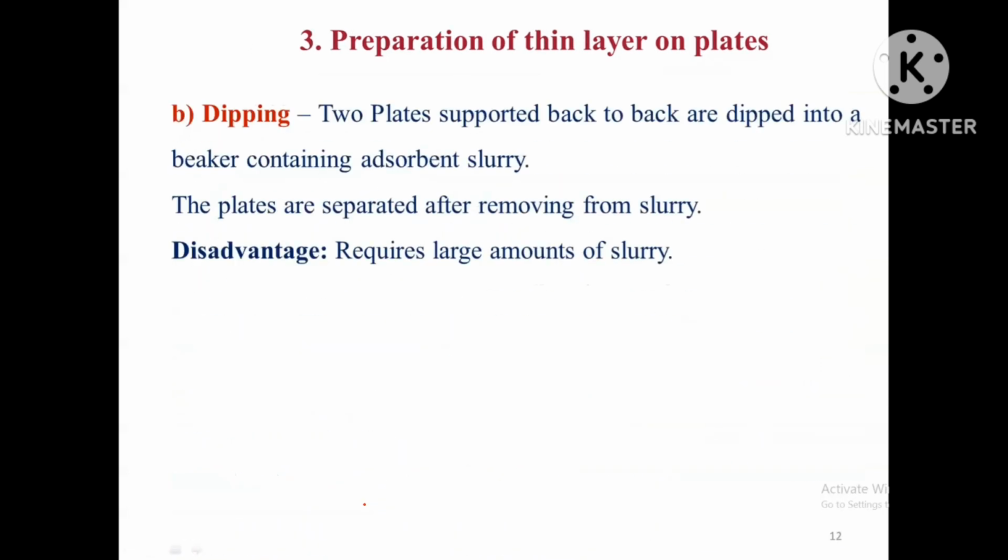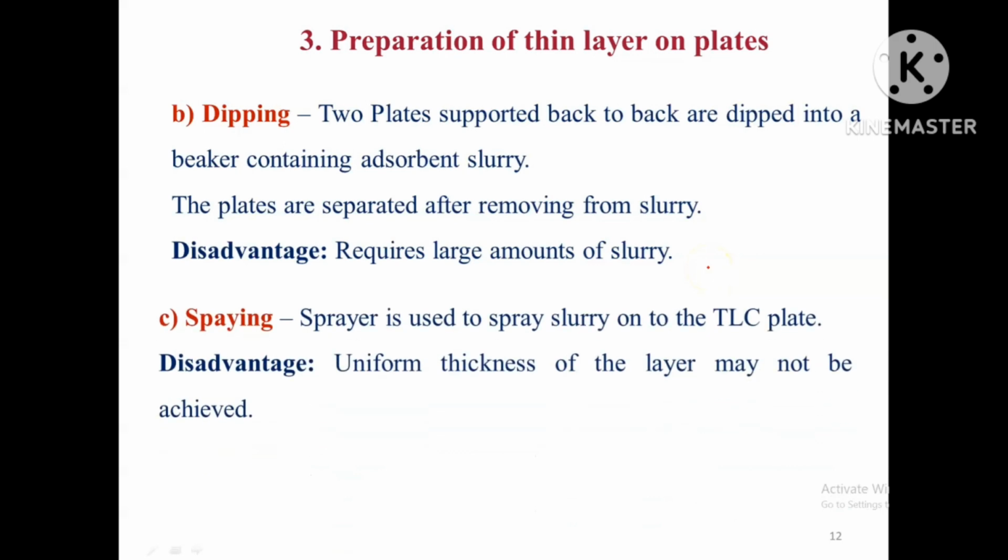The second method is known as the dipping method. In this method, 2 plates supported back to back are dipped into a beaker containing adsorbent slurry. Then the plates are separated after removing from the slurry. The disadvantage in this method is that it requires large amounts of the slurry even for coating the last slide.